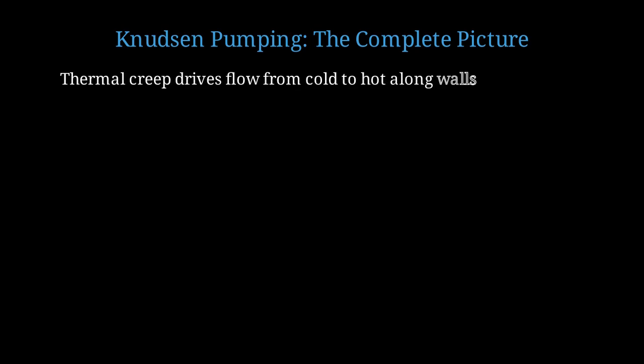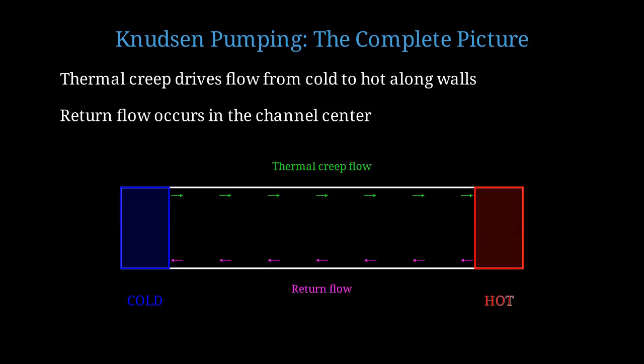Now let's put together the complete picture of Knudsen pumping. We have a nanochannel connecting two reservoirs at different temperatures. Thermal creep drives gas flow from cold to hot along the channel walls. But there must be a return flow somewhere. This occurs in the center of the channel, where thermal creep effects are minimal. Green arrows near the walls show thermal creep flow from cold to hot. Purple arrows in the center show return flow from hot to cold. This circulation pattern is Knudsen pumping.